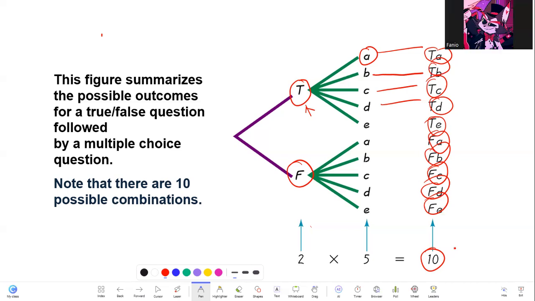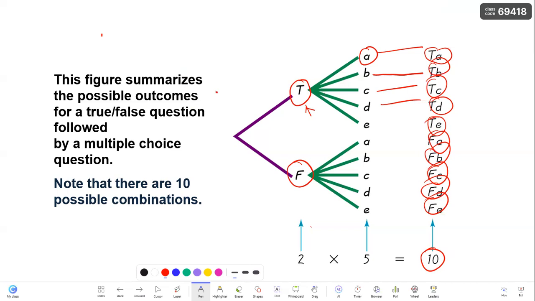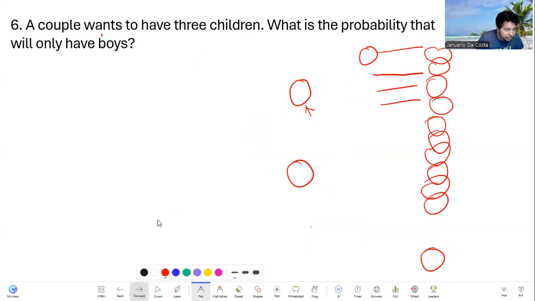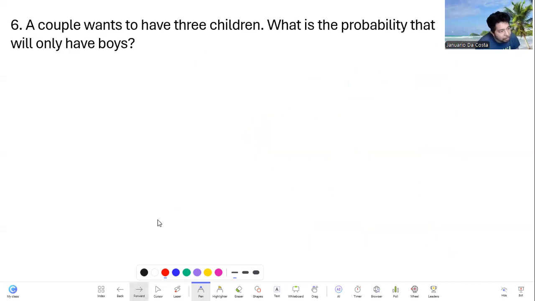Yes, teacher. For example, just another example. I have some example later I can show you to use. For example, like this. A couple wants to have 3 children. What is the probability that we'll only have boys?